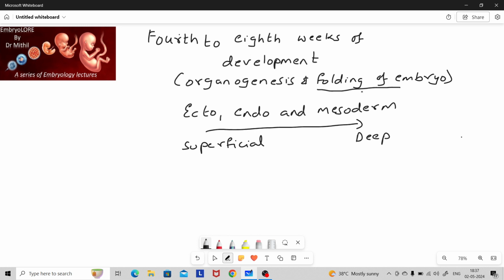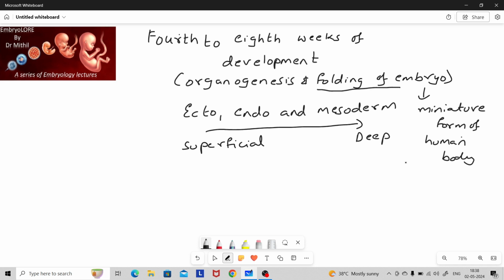That is why it is called the folding of the embryo, and due to this, finally, a miniature form of the human body will be forming. So the miniature form of the human body is seen due to the folding of the embryo.